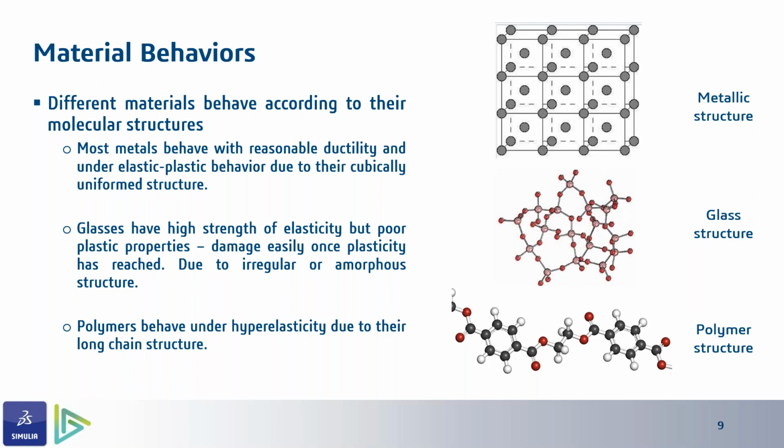When we talk about material behaviors, there are different materials that behave according to their structure. Most metals behave with reasonable ductility under elastic plastic behaviors because of their uniform structure. When we think about glasses, they have high strength of elasticity, but very poor plasticity, and that's why they damage easily once you reach that yield point. When we think about polymers, they behave under hyperelasticity due to their long chain structures.